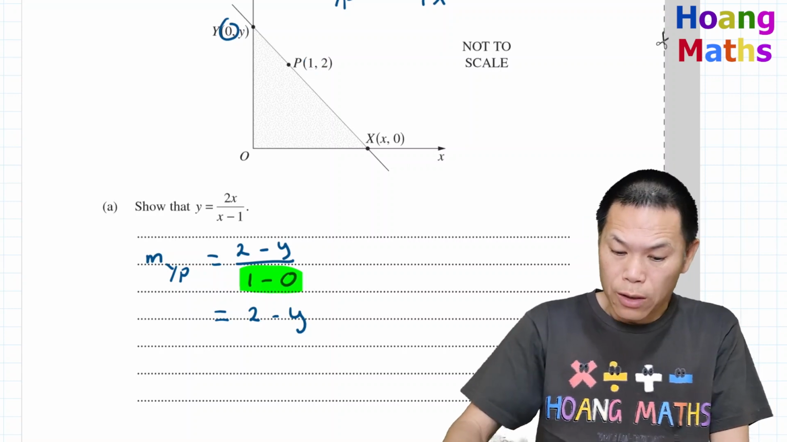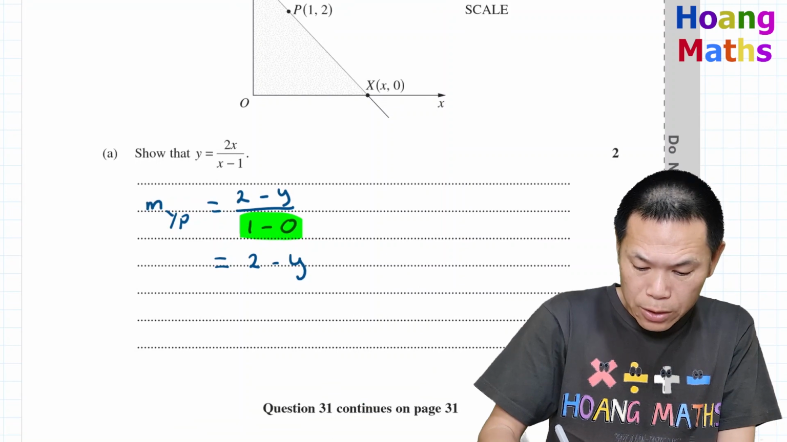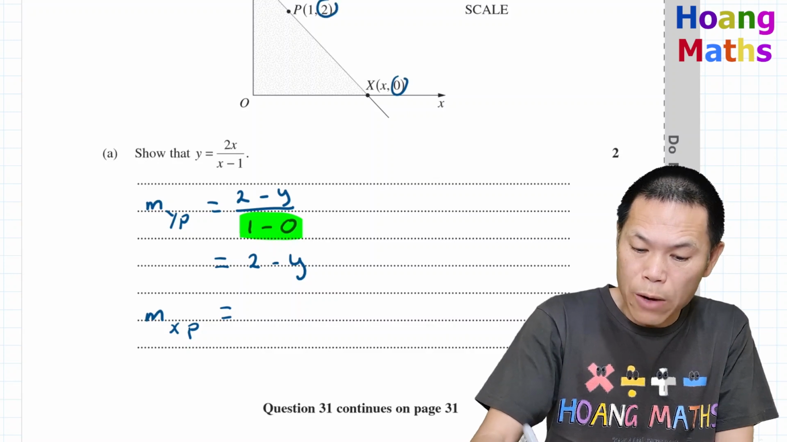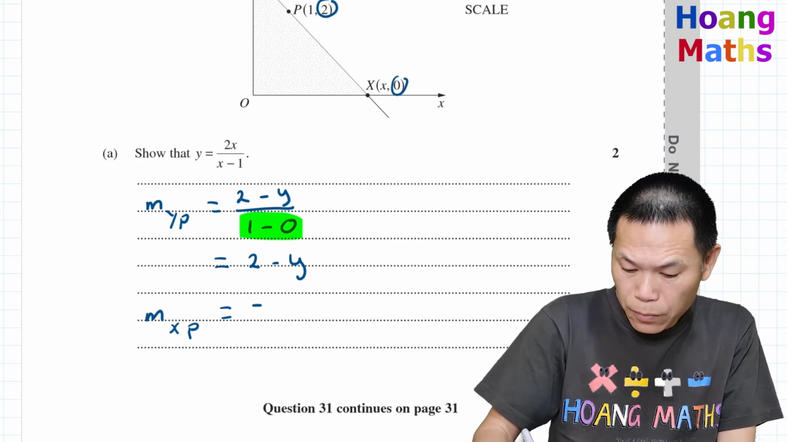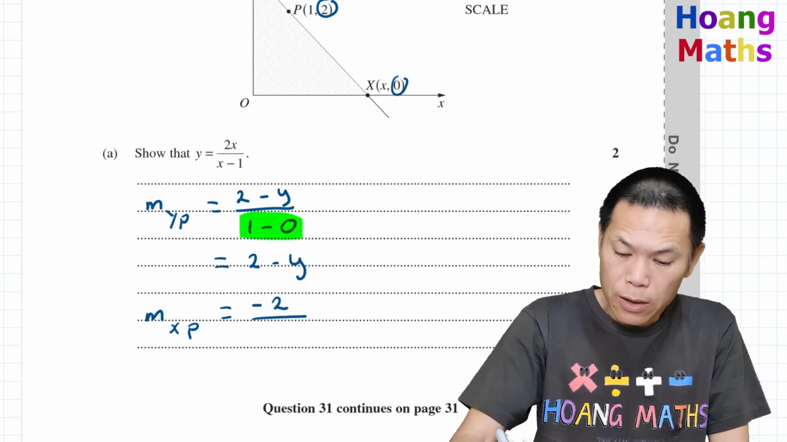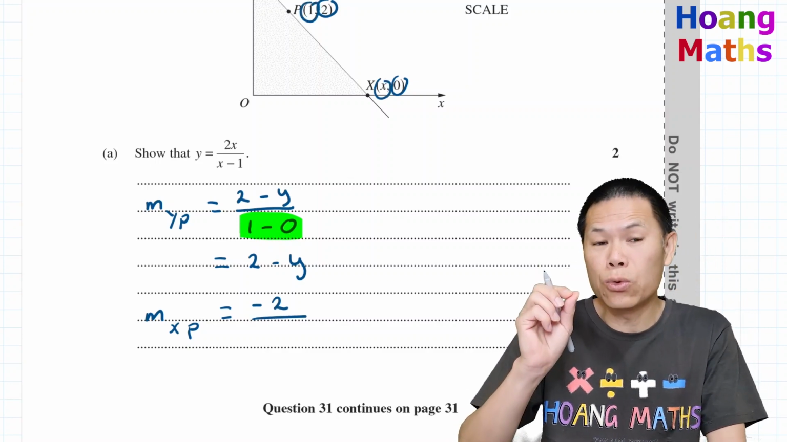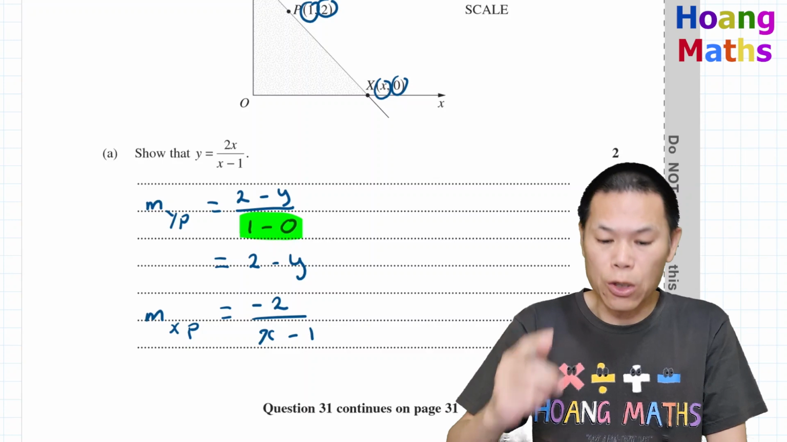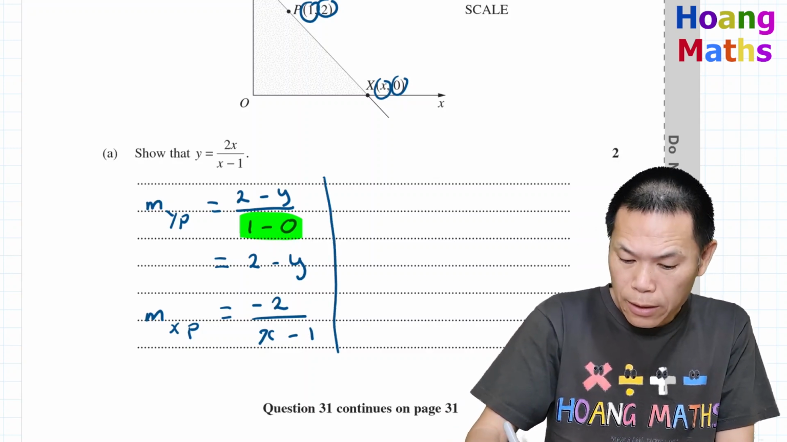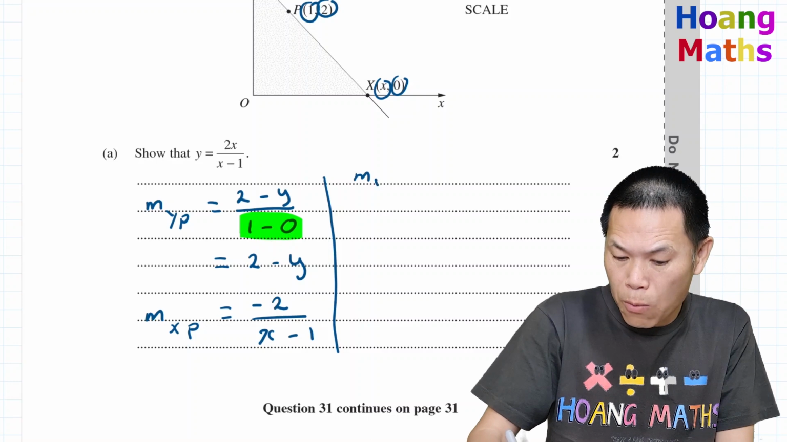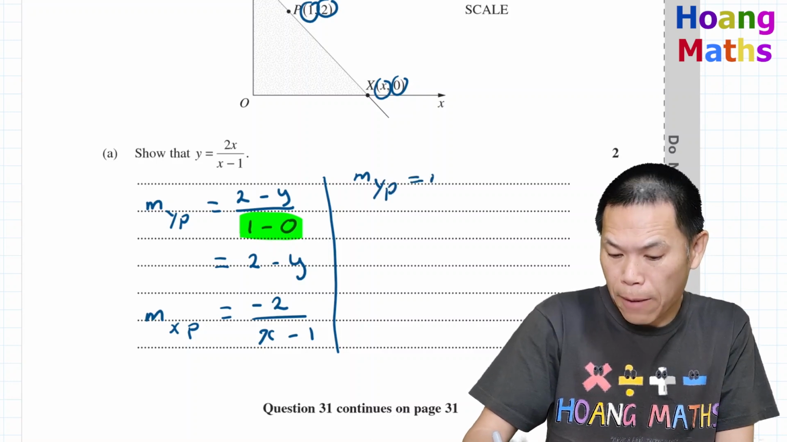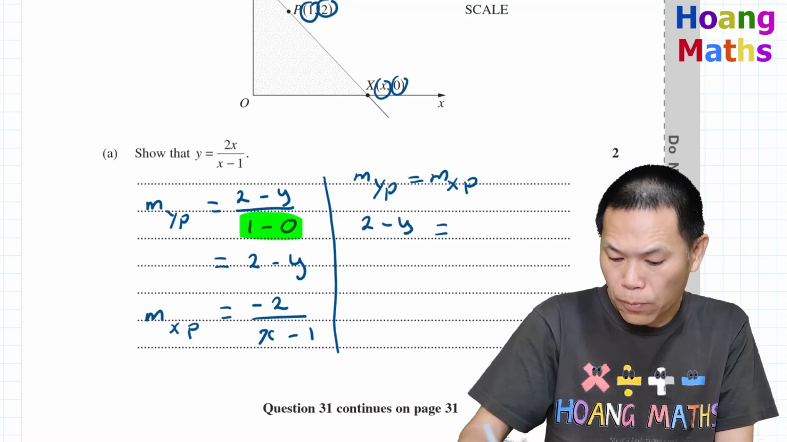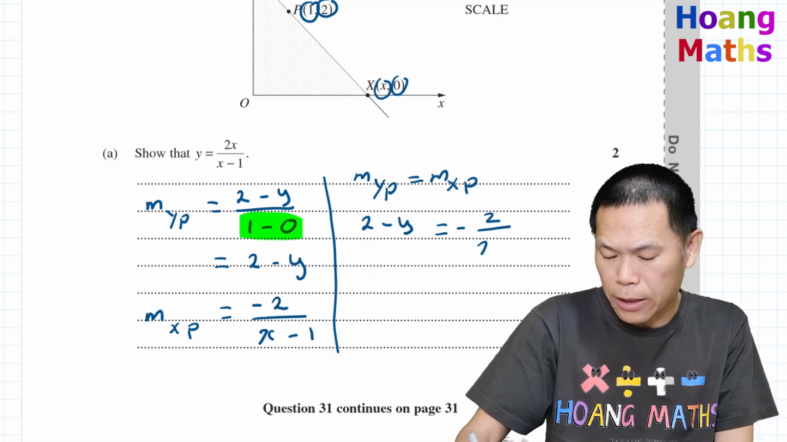So the gradient of PX or XP, the gradient of XP, is equal to y2 minus y1, 0 minus 2 is negative 2, over x2 minus x1. So x2 is x minus 1. So now what we do, we just equate this. So that is m of YP is equal to m of XP. So that is 2 minus y is equal to negative 2 over x minus 1.